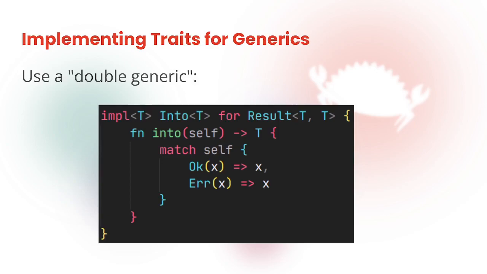And then implementing traits for generics, it's the same as in structs. You just use two generics, and you can put bounds here if you want.